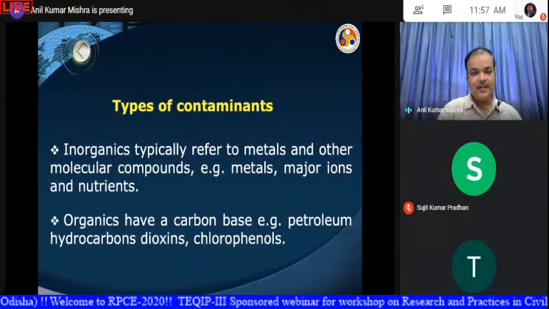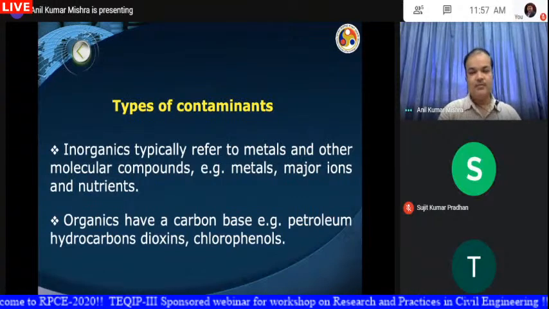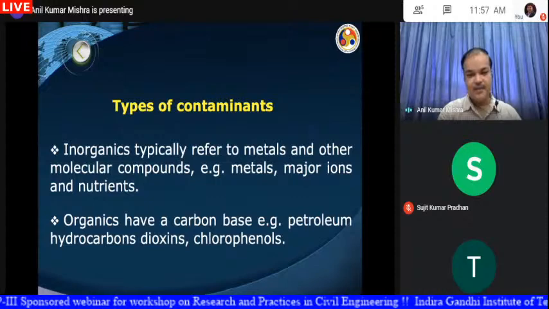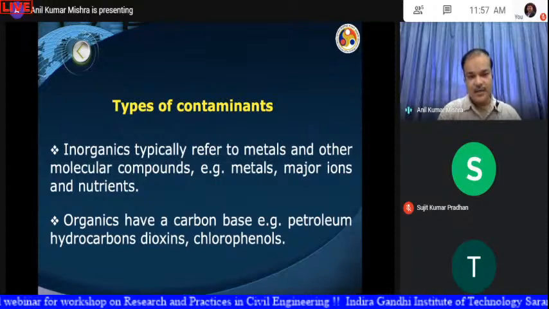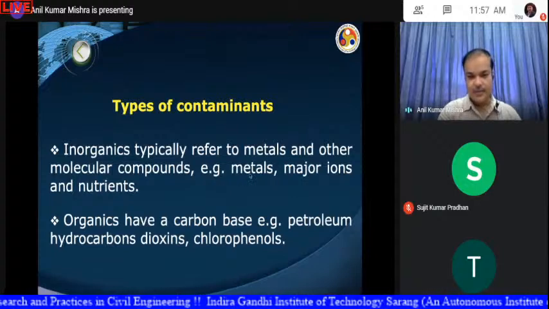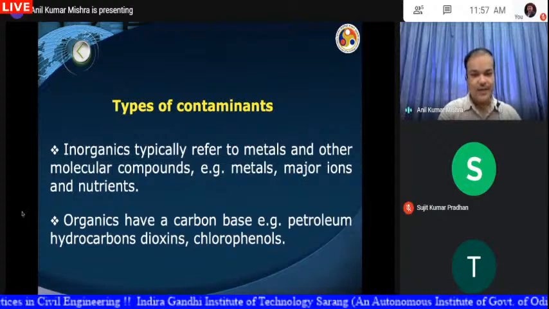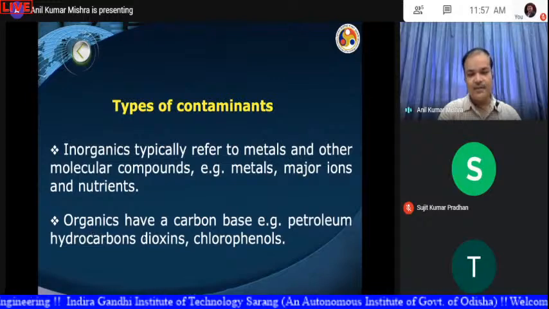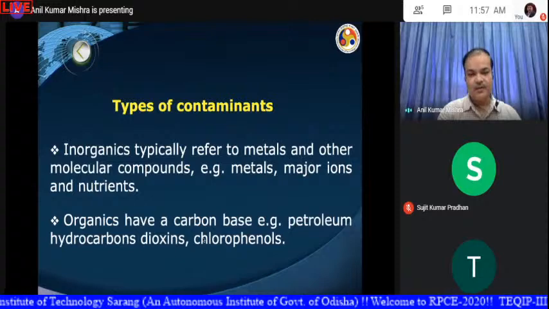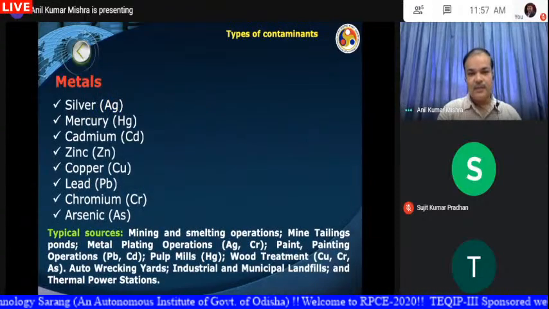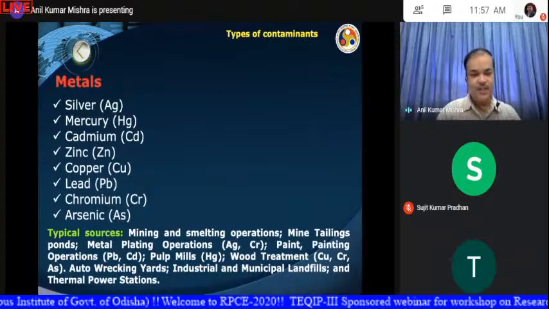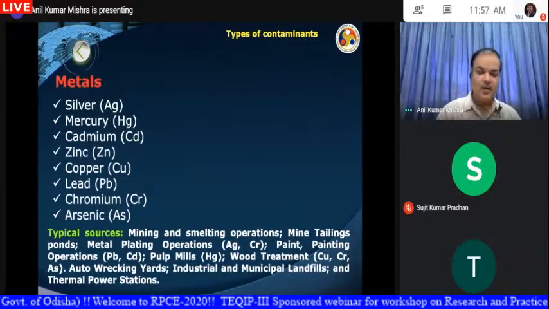Okay. Next is what kind of contaminants we generally face. Generally we have two different kinds of contaminants. One is called inorganic. Inorganic means metals, heavy metals, major ions, and nutrients. Organic means we have some petroleum, hydrocarbons, and chlorophenols. Typical examples of metal ions are silver, mercury, cadmium, zinc, copper, lead, chromium, arsenic.